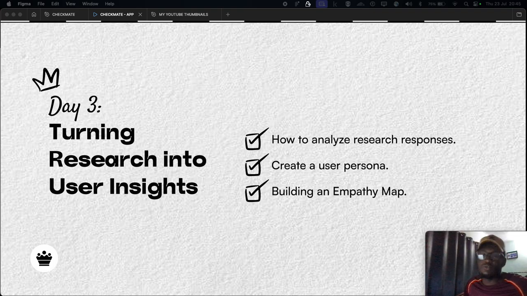So do not rush into designing first. First of all, understand the product, understand the problem, do some user research, analyze the research that you have gotten, and create a user persona from there. It helps you to understand the user better before you actually start designing. Do you get?